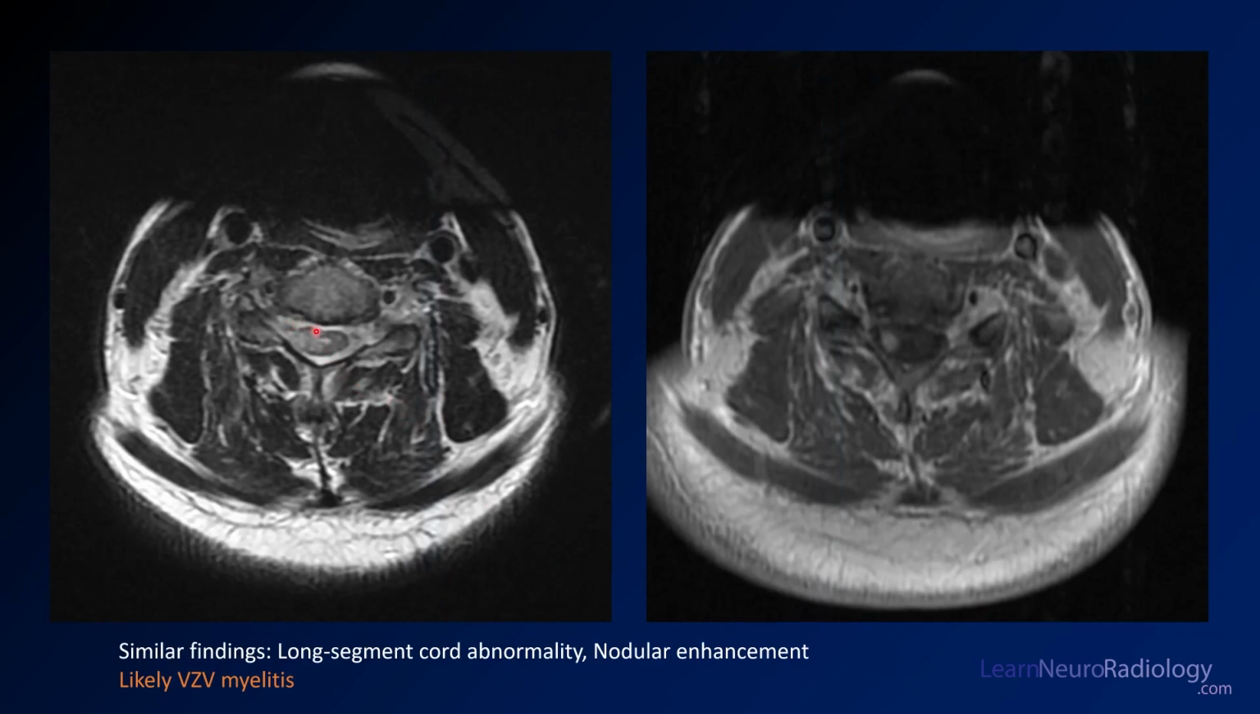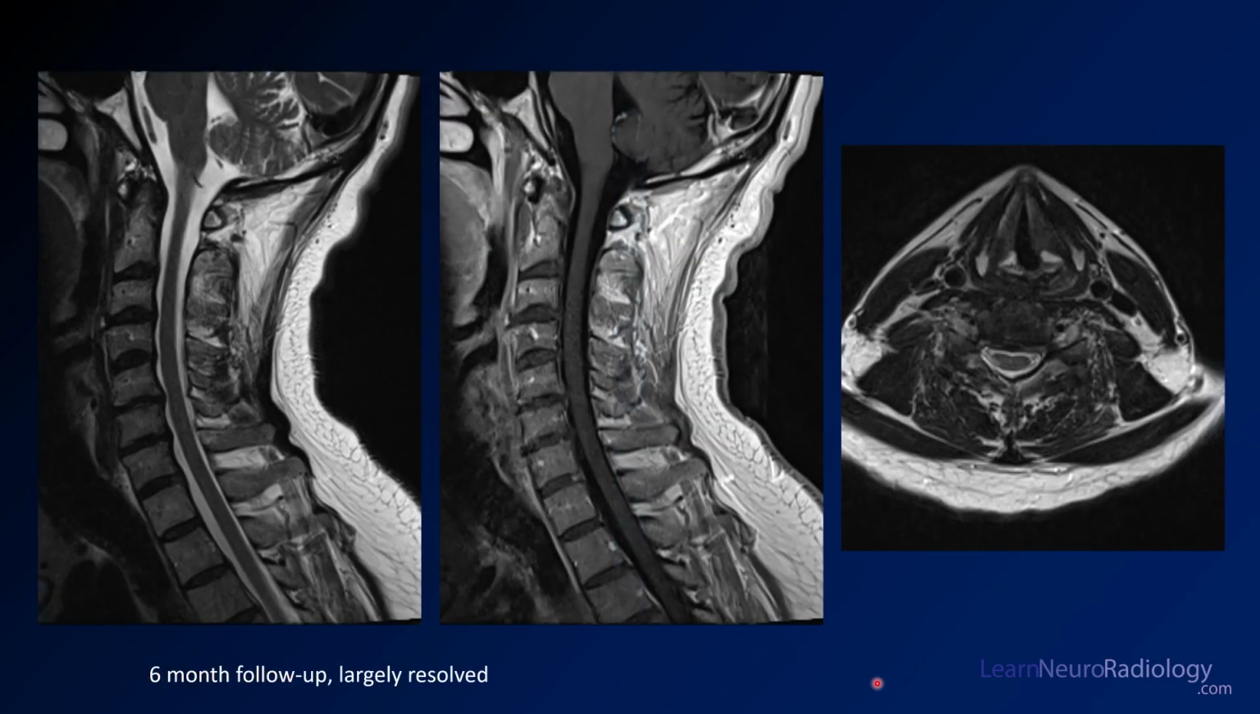In this case, it's asymmetric, so you see it mostly in the right side of the cord, kind of centrally and a little bit along the periphery. Here you see a little bit of nodular enhancement in that same region. This patient turned out to have VZV, likely encephalomyelitis in this case. So again, it's a viral illness, and it can also be caused by a viral syndrome or a periviral illness. This patient got treated, and 6 months later, you see those findings have largely resolved. Maybe all you have left is a little bit of linear T2 in the lateral cord there, but for the most part, those imaging findings resolved.